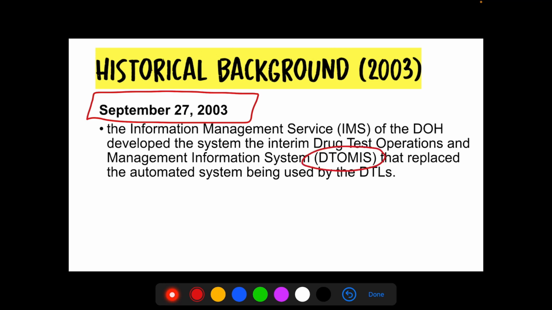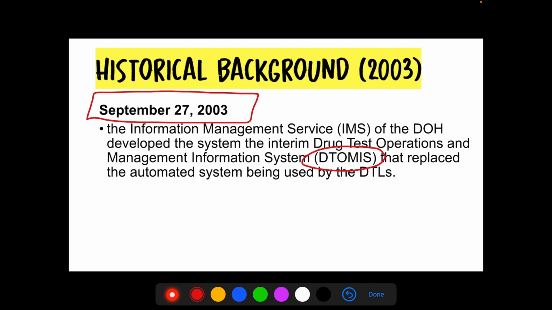So that's the DTOMIS that replaced the automated system being used by the drug testing laboratories, because before, the drug testing laboratories were already using an automated system that enabled them to enter the drug test results, generate the drug test reports, and send data to a central database storage. And during this time, the DOH was given only 1 month to develop a solution that replaced the automated system being used by the drug testing laboratories.